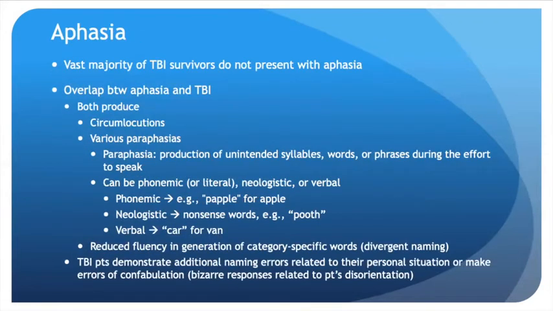Aphasia. The vast majority of TBI survivors do not present with aphasia. There is somewhat of an overlap between aphasia and TBI, however. They both produce circumlocutions, so talking around a word without actually using the word itself.